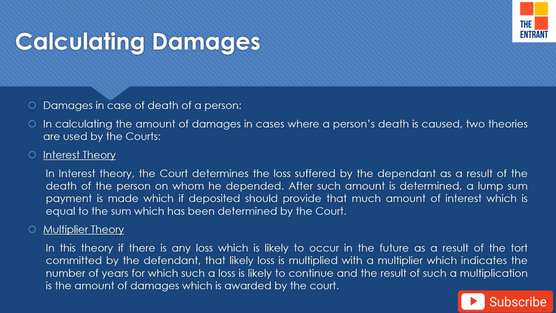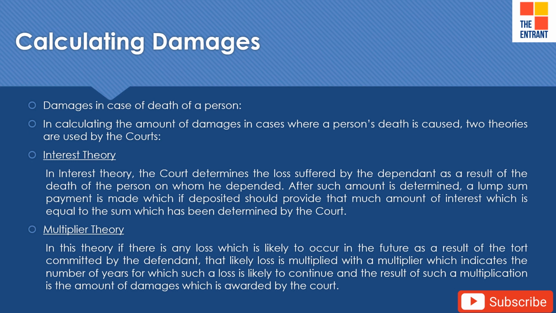Damages in case of death of a person. In calculating the amount of damages in cases where a person's death is caused, two theories are used by the courts. The interest theory. In the interest theory, the court determines the loss suffered by the dependent as a result of the death of the person on whom he depended. After such amount is determined, a lump sum payment is made, which, when deposited, should provide an amount of interest which is equal to the sum which has been determined by the court.